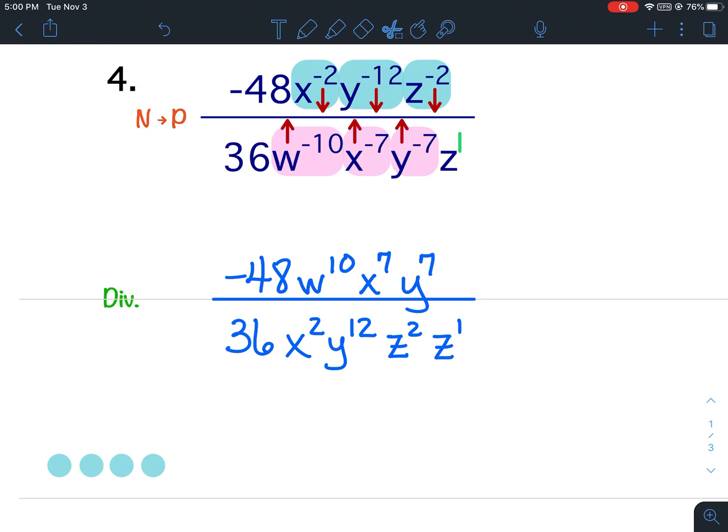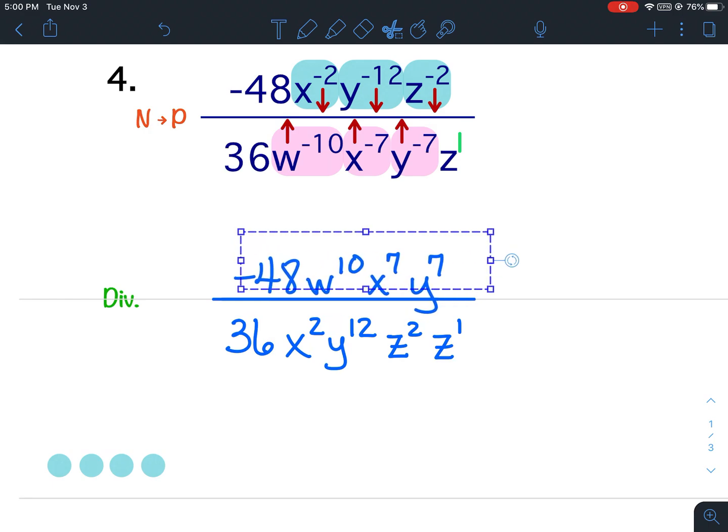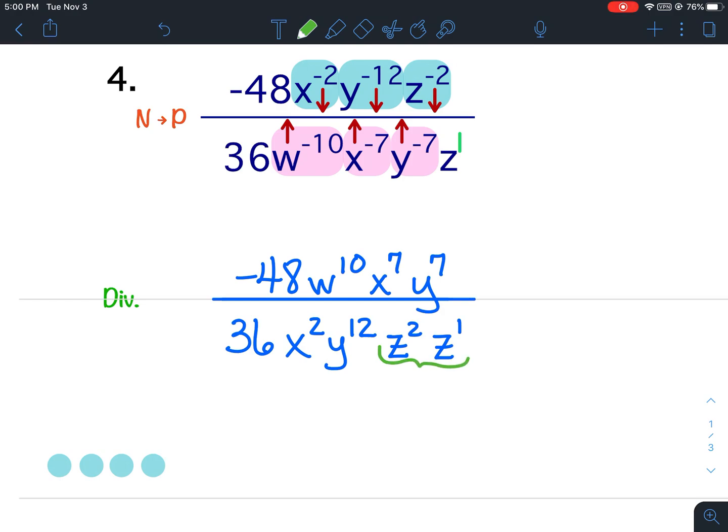All right, now that all the exponents are positive, it's now time to divide this. But it's not just division, because if you look at these terms right here, z to the 2nd and z to the 1st are both in the denominator, side by side, which means you're actually going to also multiply here. And those are the only terms you're going to multiply on. Okay, so remember, when you multiply, you add exponents.